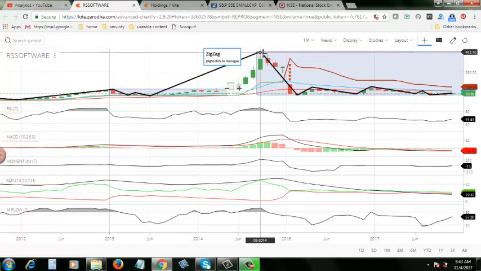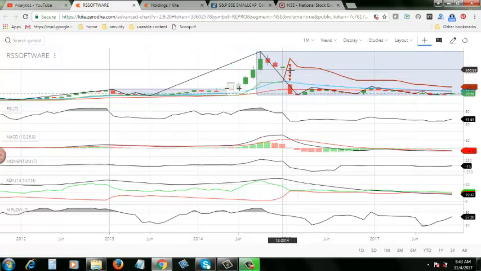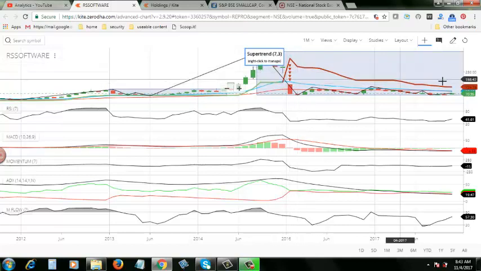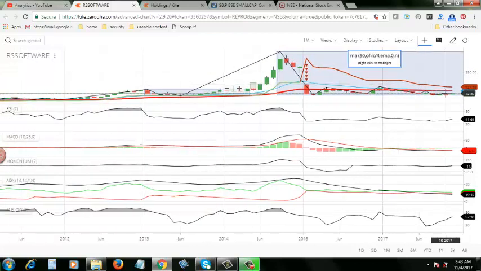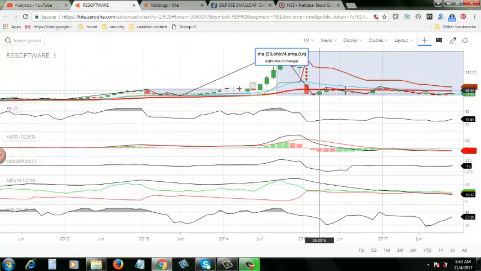After that this stock went down and down, and right now it is under the influence of negative Super Trend mode. You can clearly see that, and it is trading below the 20 and 50-day moving averages also.